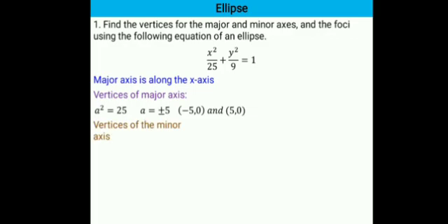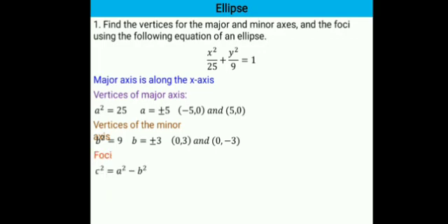Vertices of the minor axis, so we will now be using the second one. That is your b squared is equal to 9. And b is equal to positive, negative 3. Coordinates 0, 3, and 0, negative 3.